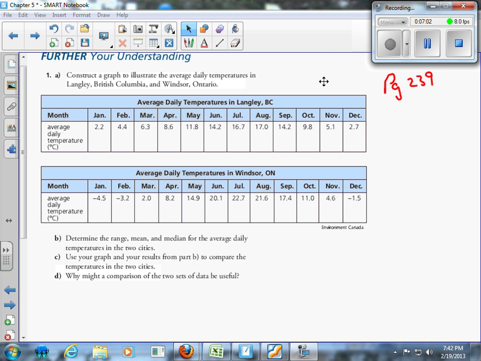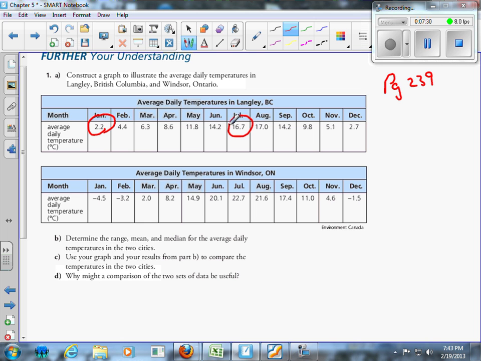Question B, determine the range, mean, and median for the average daily temperatures in the two cities. So for the first city, our range, we have to look for the lowest number, which, if we look here, will be 2.2. And look for our highest number. 17.